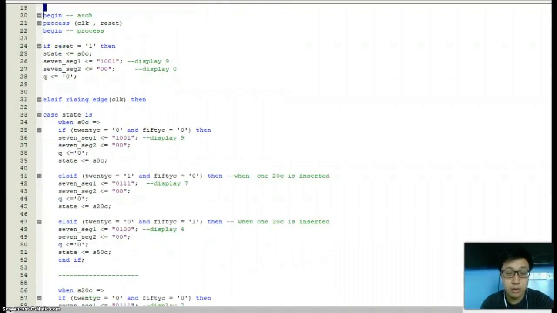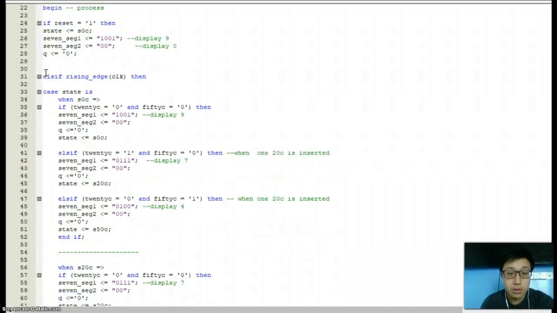So to start off, this is the usual one: no coins put in, so the display will be 9. Here it shows that 20 cent equals 1. So when 20 cent is inserted, the display will be 7, because 90 cent minus 20 cent equals 70 cents. So on and so forth.